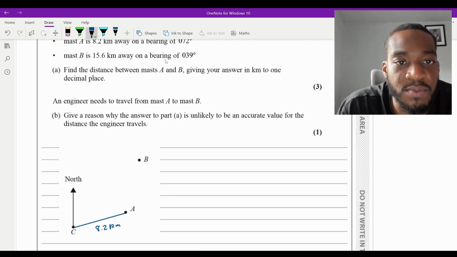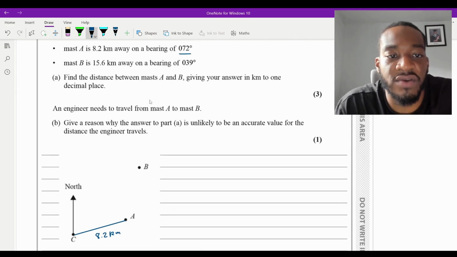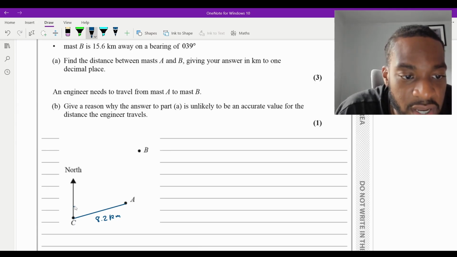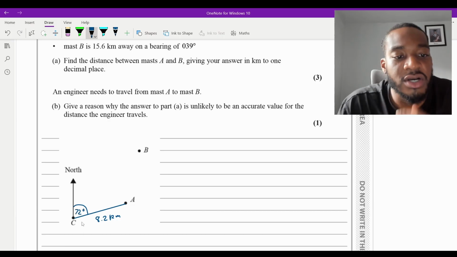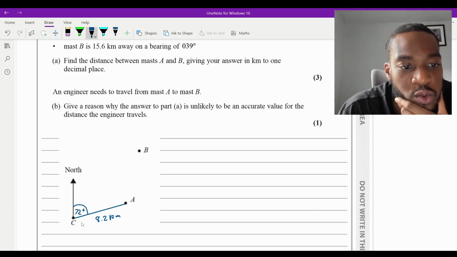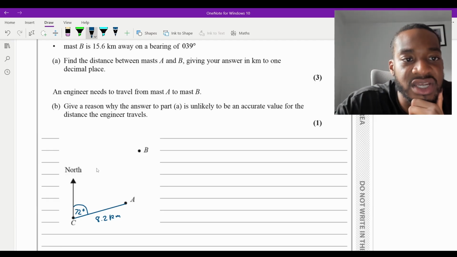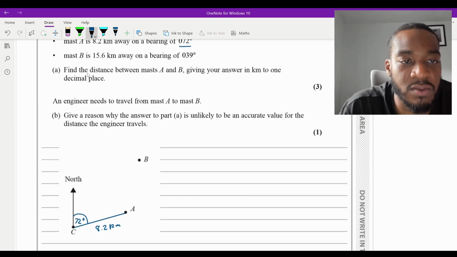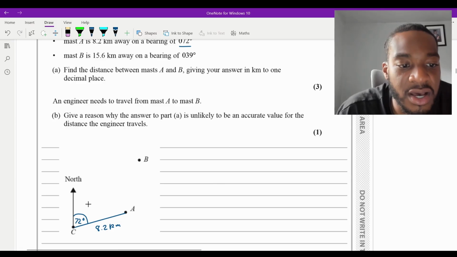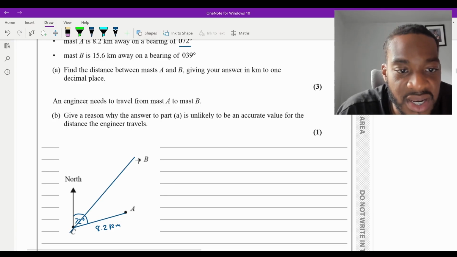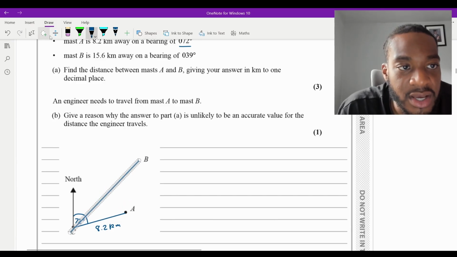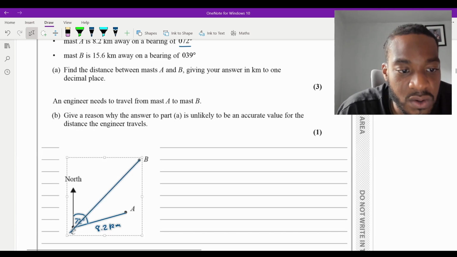And I also know this is on a bearing of 72 degrees, isn't it? So I'm going to just put a 72 degree angle here, like that, and I put it inside here, 72 degrees like that. Okay. And what I also know is mast B is 15.6 kilometers away from C. So I'm going to draw another line from C all the way to B, which is going to be like that. I need the line. Let me just line that up.